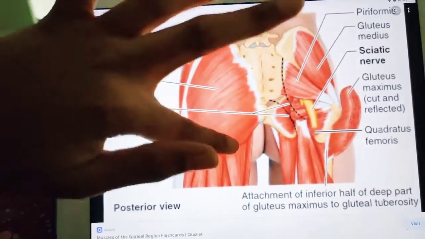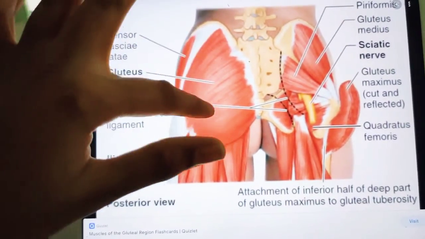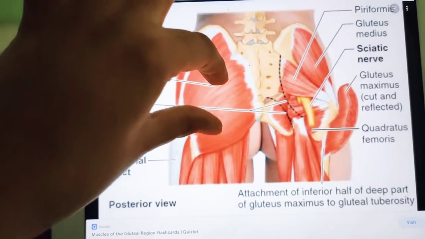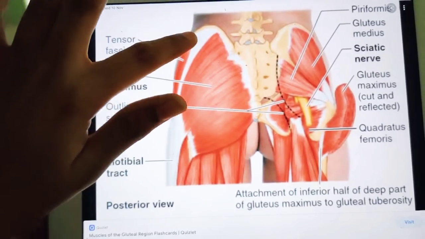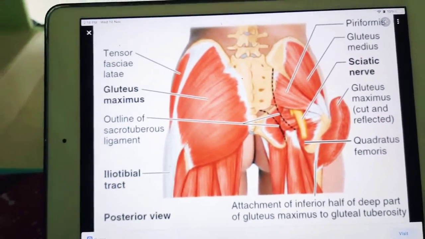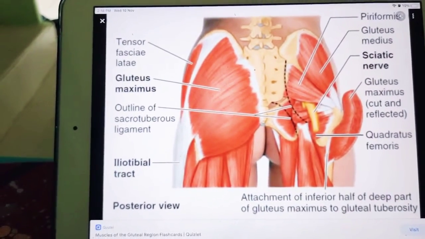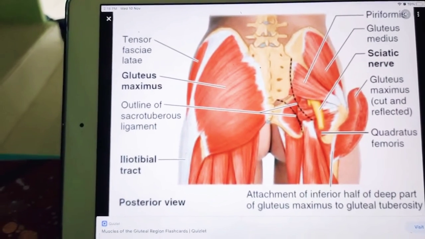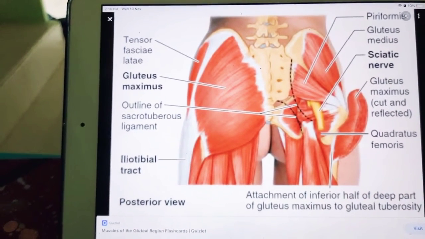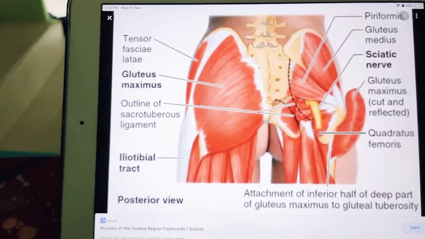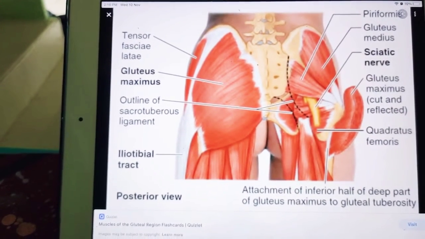Don't give it anywhere here, because the sciatic nerve, the superior gluteal nerves, all those may get damaged in this area. So only give the injection over here, okay, this area. So intramuscular injections are given in the anterior superior quadrant of the gluteal region, that is in the gluteus medius and minimus, to avoid injury of large vessels and nerves which pass through the lower part of the region.